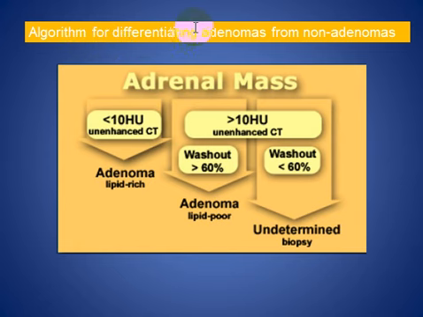Algorithm for differentiating adenoma from non-adenoma. We have an adrenal mass. If it is less than 10 Hounsfield units on an unenhanced CT scan, it is a lipid-rich adenoma. If it is more than 10 Hounsfield units and the washout is more than 60%, it is a lipid-poor adenoma. And if the washout is less than 60%, it is an undetermined lesion.